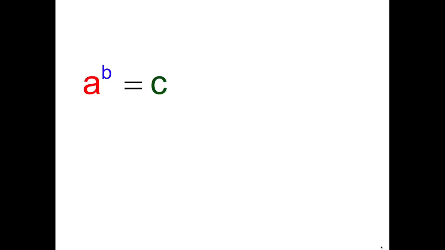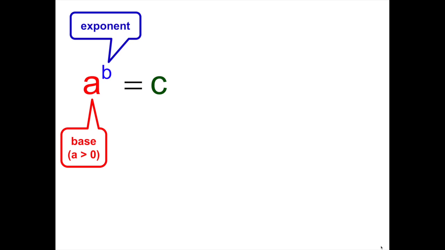Here we have an equation that's written in exponential form, where a is our base, which has to be greater than 0, b is the exponent, and c would be a number that's greater than 0. And that would have to be a true statement. So an example of how that could be written is 5 to the second is equal to 25.